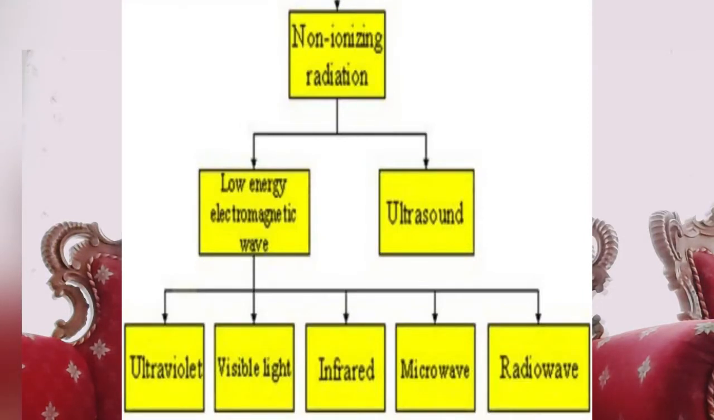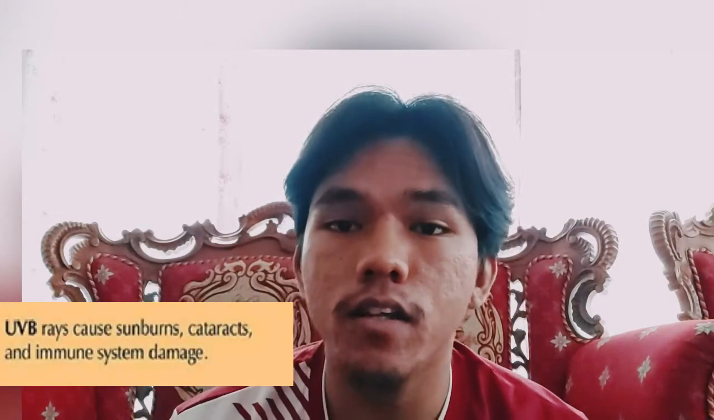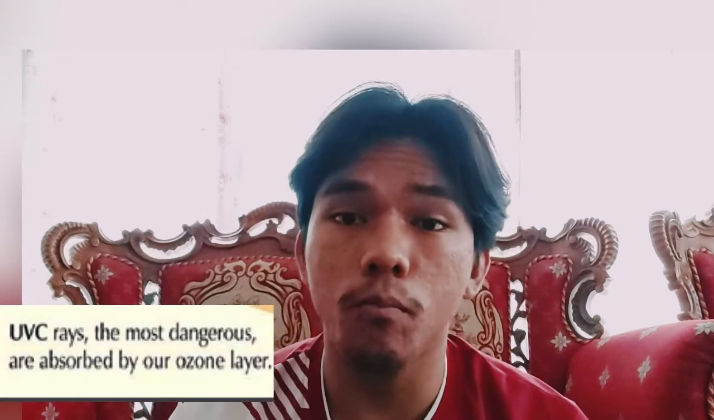For non-ionizing radiation, there are two types: the first one is low energy electromagnetic waves, and the second one is ultrasound. There are 5 types of radiation under low energy electromagnetic waves: ultraviolet, visible light, infrared, microwave, and radio wave. For ultraviolet, there are 3 types under it. UVA is the most common and causes skin aging and wrinkling. UVB causes sunburns, cataracts, and immune system damage. UVC, the third one, is the most dangerous and is absorbed by the ozone layer.